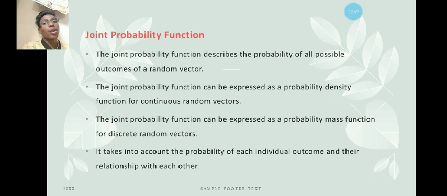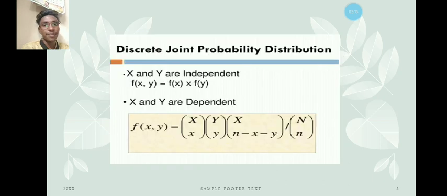First one, joint probability function. The joint probability function describes the probability of all possible outcomes of a random vector. It can be expressed as a probability density function for a continuous random vector, or as a probability mass function for a discrete random vector. It takes into account the probability of each individual outcome and their relationship with each other.